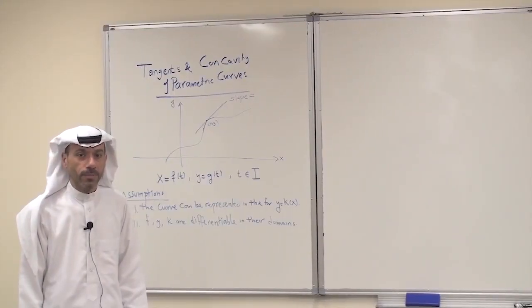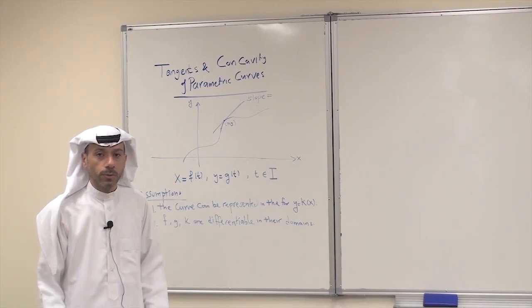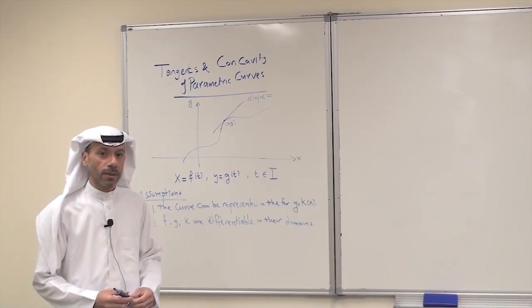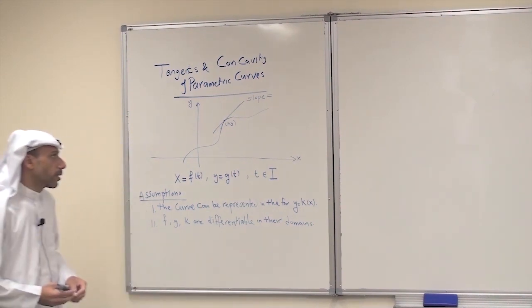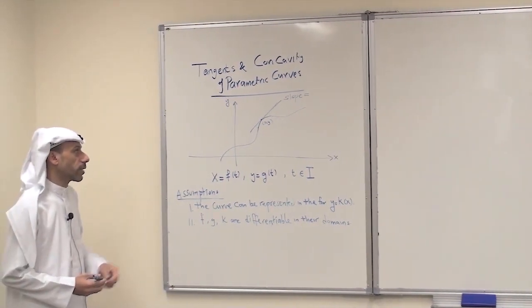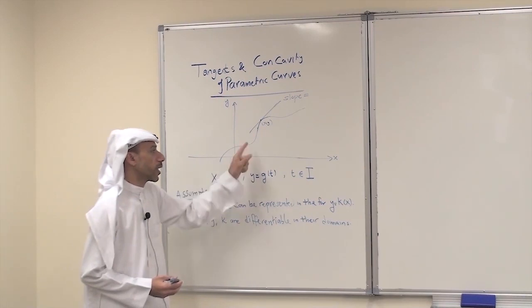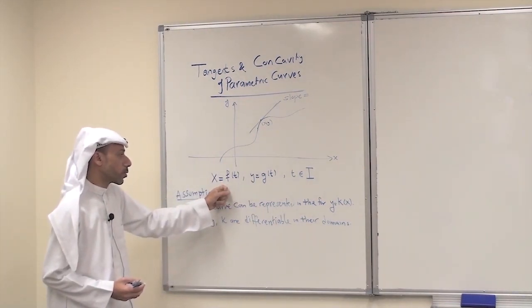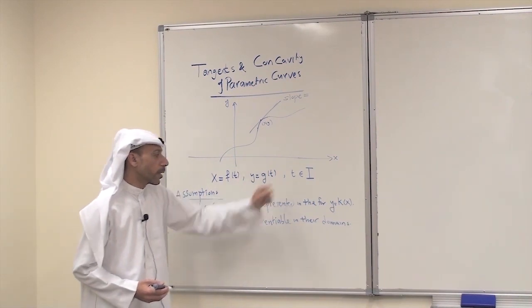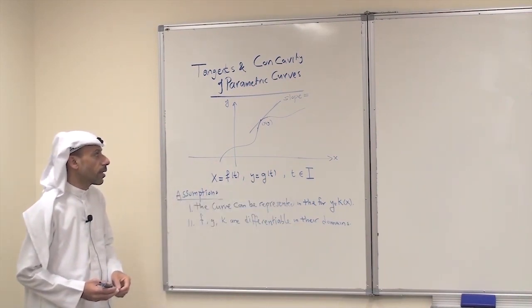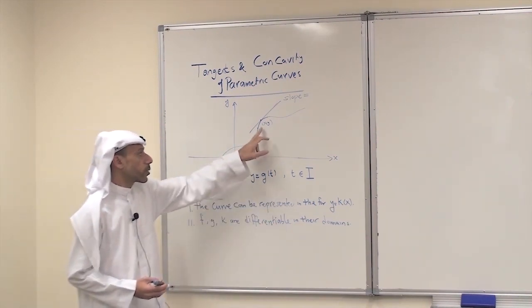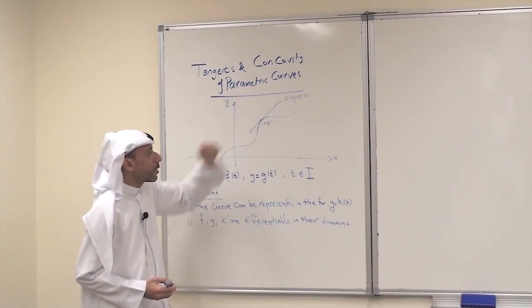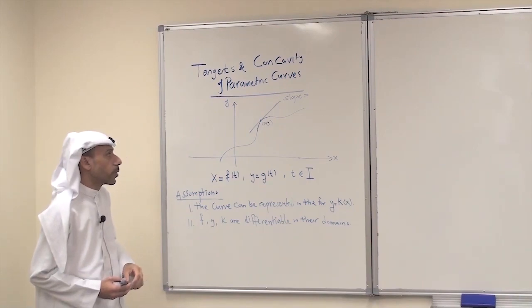Bismillah ar-Rahman ar-Rahim. Today we'll talk about tangents and concavity to parametric curves. And the situation is the following. We have a parametric curve, which is a curve described by the parametric equations x equals f of t, y equals g of t, t in some interval. And we have an arbitrary point (x, y) on the curve, and we have the tangent at this point.